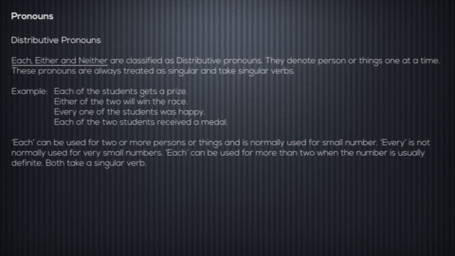Distributive pronouns. Each, either and neither are classified as distributive pronouns. They denote persons or things one at a time. These pronouns are always treated as singular and take singular verbs. For example, each of the students gets a prize. Either of the two will win the race. Every one of the students was happy. Each of the two students received a medal.